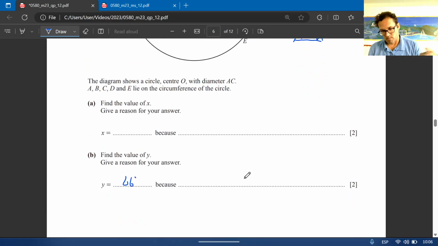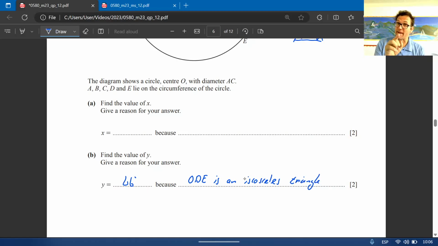ODE, you see how it's ODE, describes that triangle, is an isosceles triangle. We would have been better to say base angles of an isosceles triangle, right? I'm just going to add it in. Base angles are equal. Something like that. That's the most thorough answer I can think of at this moment. We'll get back to that.